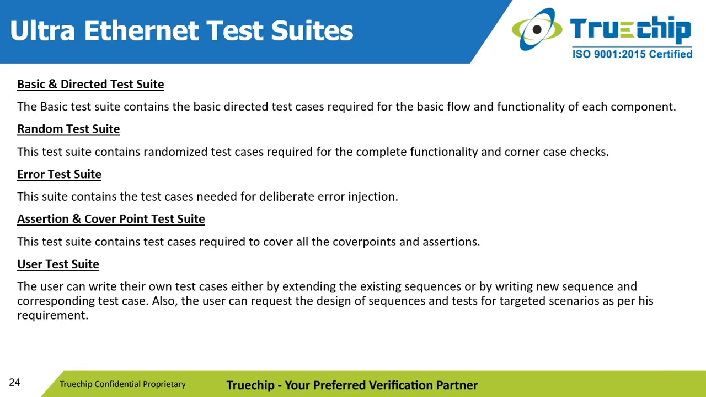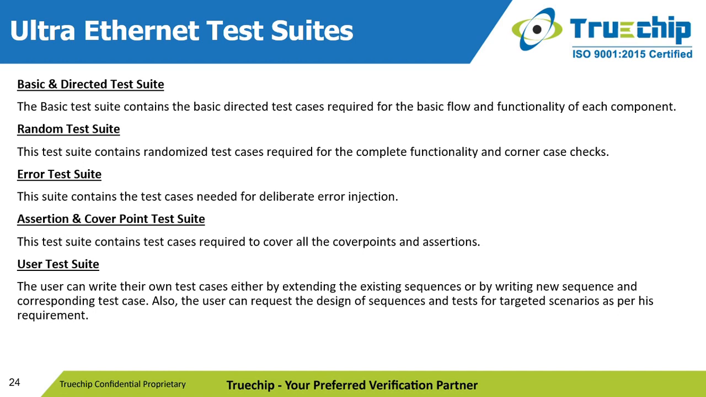Ultra Ethernet test suites: basic and directed test suite. The basic test suite contains the basic directed test cases required for the basic flow and functionality of each component. Random test suite. This test suite contains randomized test cases required for the complete functionality and corner case sets. Error test suite. This suite contains the test cases needed for deliberate error injection.